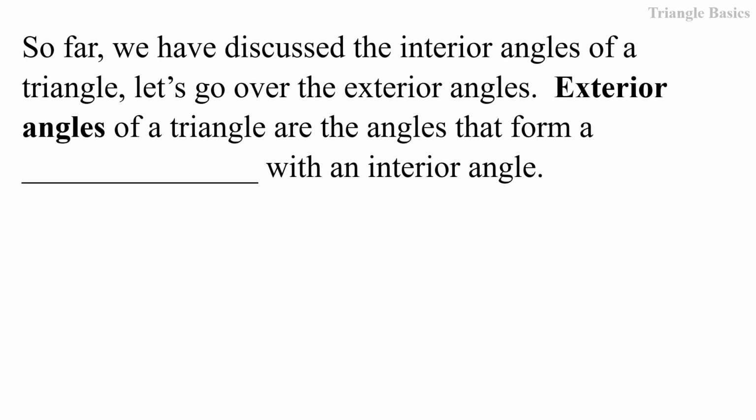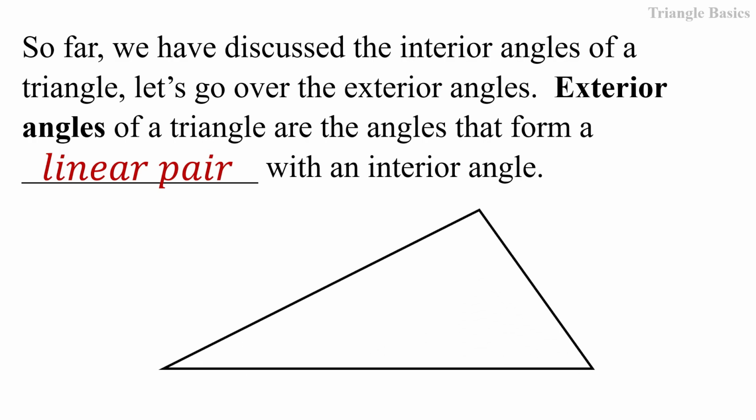Now let's go over the exterior angles. Okay? So the exterior angles of a triangle are the ones on the outside. And the ones on the outside, you really don't see them. Okay? But an exterior angle of a triangle is going to be an angle that forms a linear pair with an interior angle. Okay? For example, here's my triangle. And you'll see that the angles here on the inside, you can see them perfectly, okay? But there's no angle on the outside.